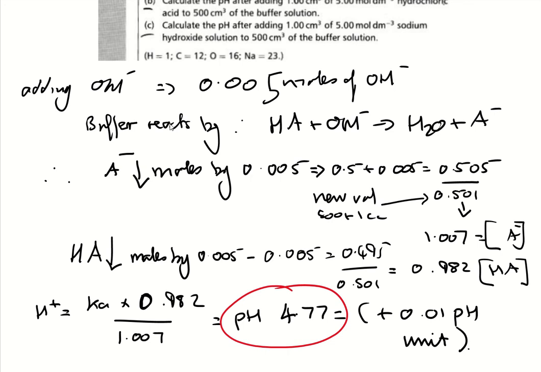Okay, so hopefully that allows you guys to see how buffers, you can calculate the pH of a buffer first and foremost, then you can calculate the pH when you add some acid or some alkali to a buffer. I can't envisage A-level chemistry questions getting any more challenging than the ones that I've done there in this video.